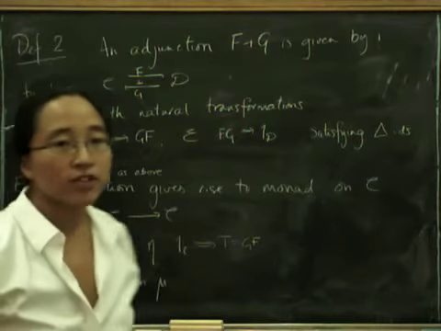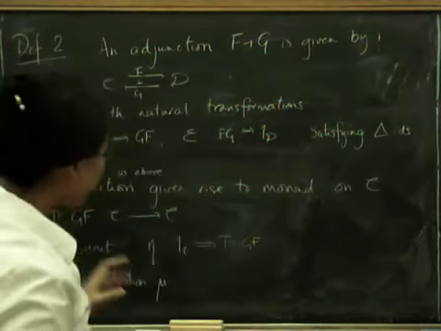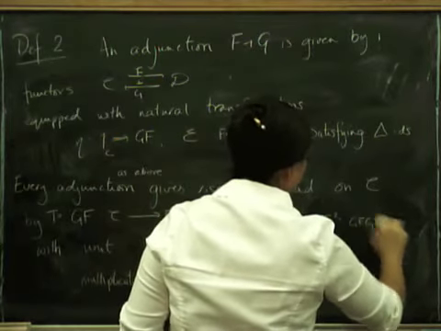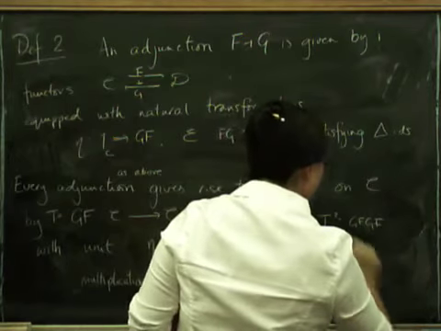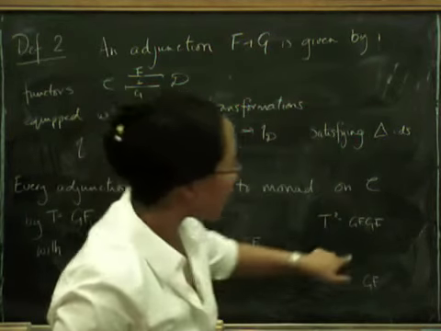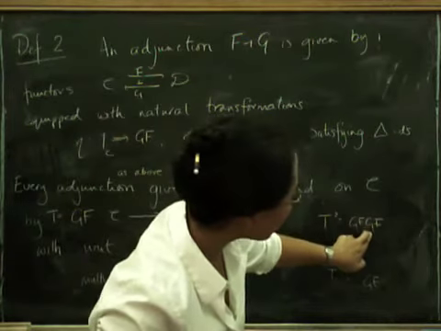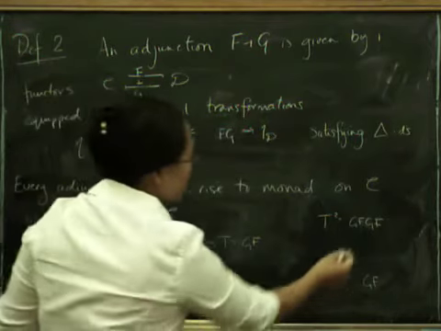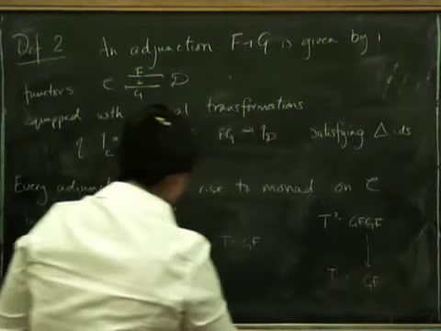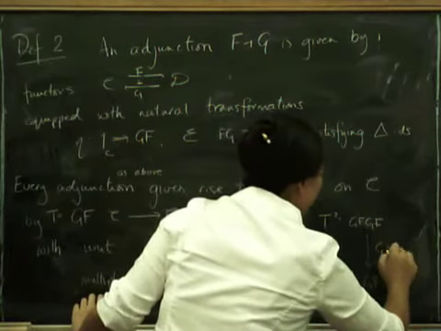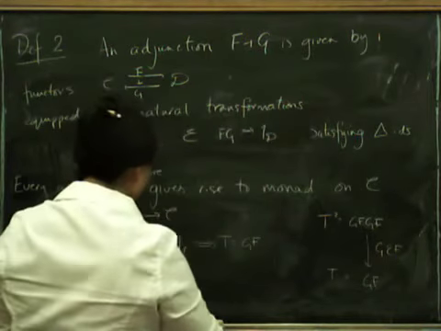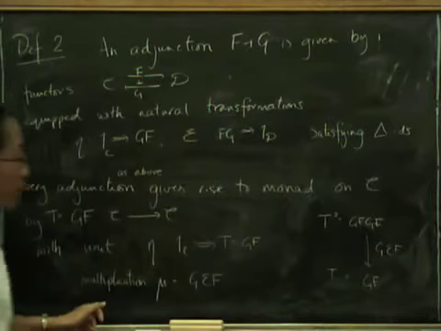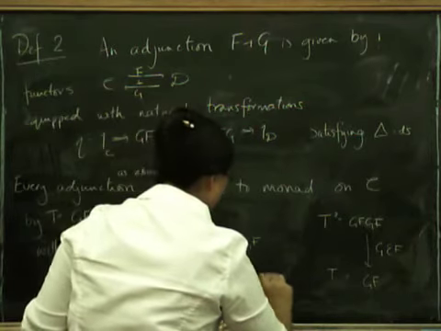What does the multiplication have to do? It has to go from T squared to T. What's T squared? T squared is GFGF. What's T? T is GF. So what we have to do here is remove this FG from the middle. We've got a way of removing FG, because that's what epsilon is. So we're going to remove this FG from the middle using G epsilon F. So mu equals the natural transformation G epsilon F, and it goes from the right place to the right place, so that goes from T squared to T.